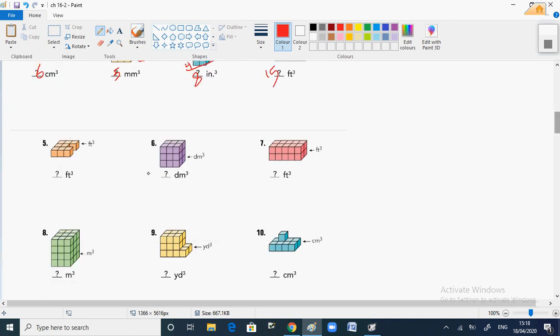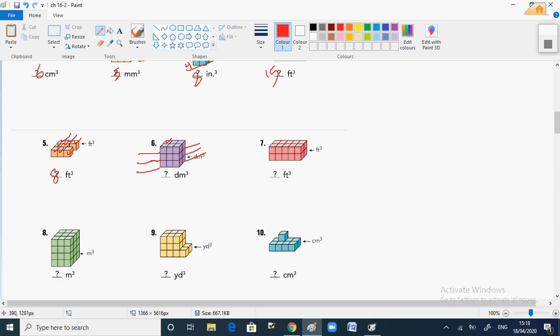Okay, now look at question number 5. Look here, I have one missing, so I will count 1, 2, 3, 4, 5, 6, 7, 8. I have only 8 cubic feet. Look here, how many layers do you have, or how many rows? Here you have 3 rows or 3 layers.